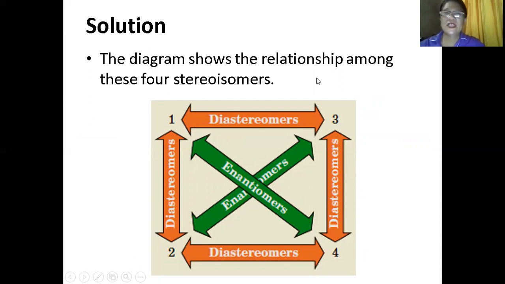So, the diagram shows the relationship among 4 stereoisomers. Okay, that is 1 and 2, they are diastereomers. 2 and 4, they are diastereomers. 4 and 3, they are diastereomers. But 1 and 4, they are enantiomers. You see, 2 and 3 or 3 and 2, they are enantiomers. Okay, that is how it looks in the diagram.